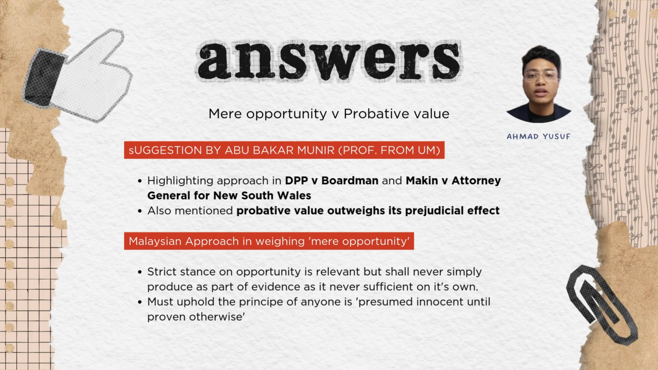Malaysian law adopts a consciously strict stance, whereby opportunity is relevant but never sufficient on its own, because courts insist on corroboration and strong probative force to safeguard the presumption of innocence, avoid conviction based on mere suspicion, and maintain the rule that an accused is innocent until proven guilty beyond reasonable doubt.